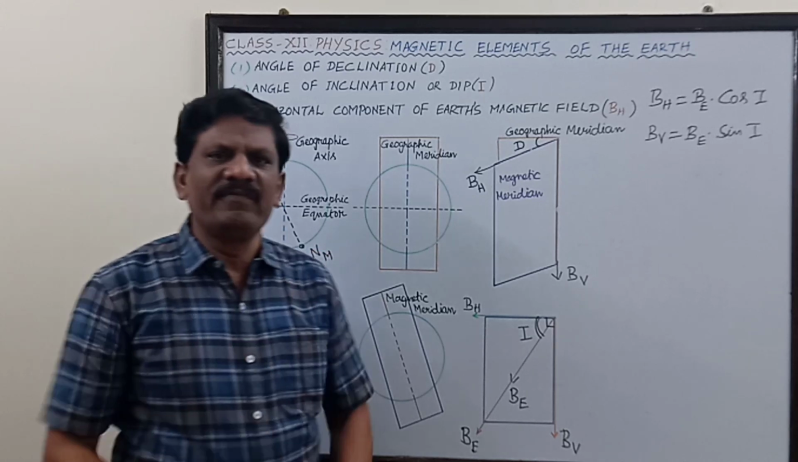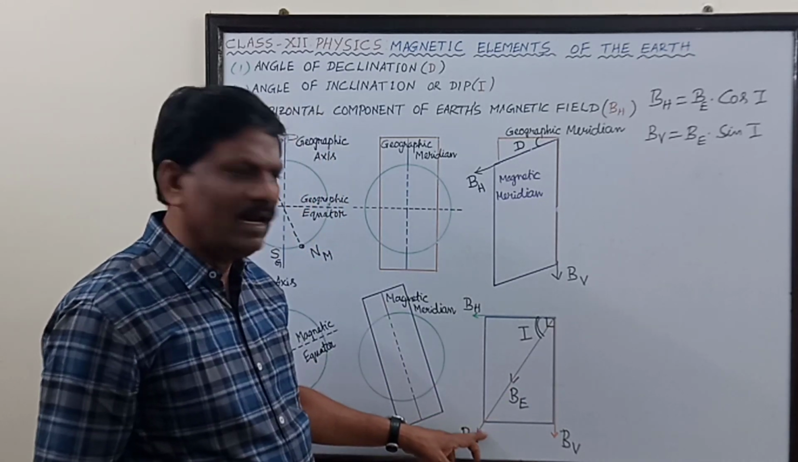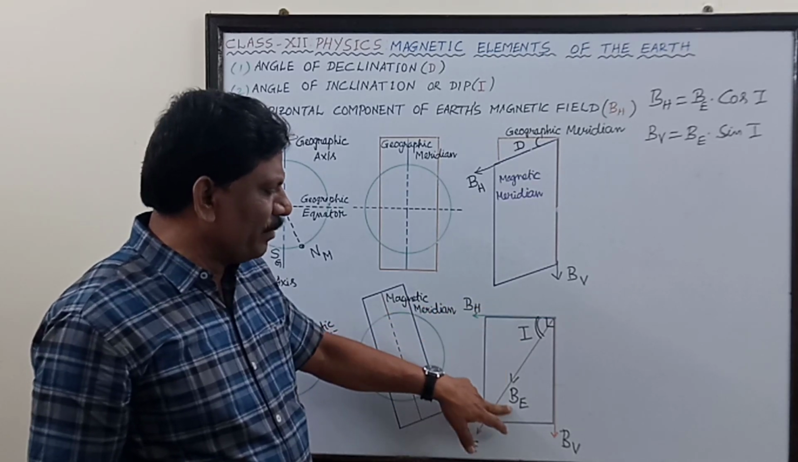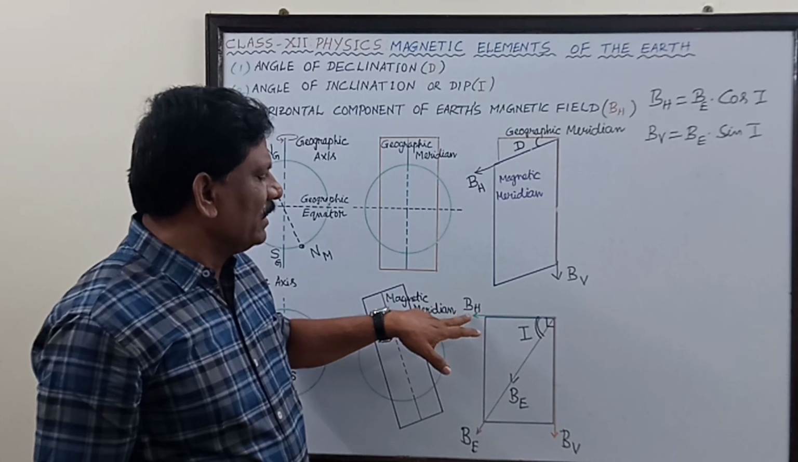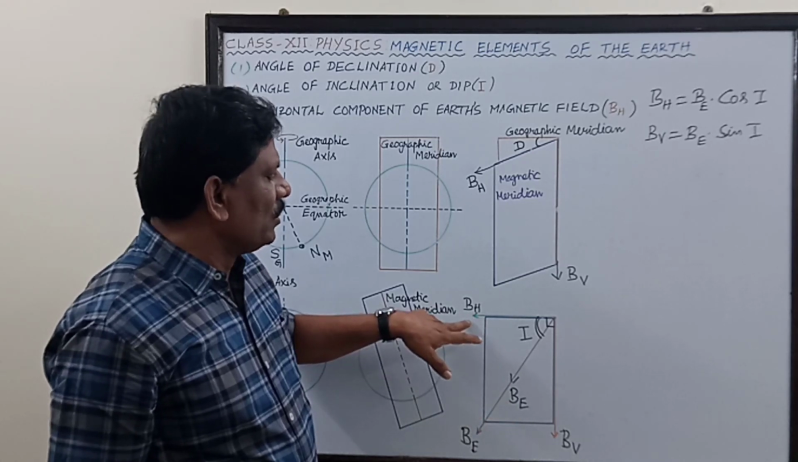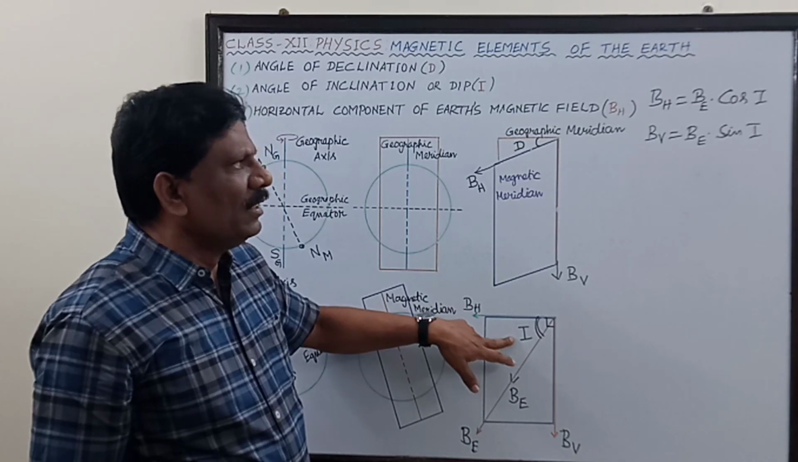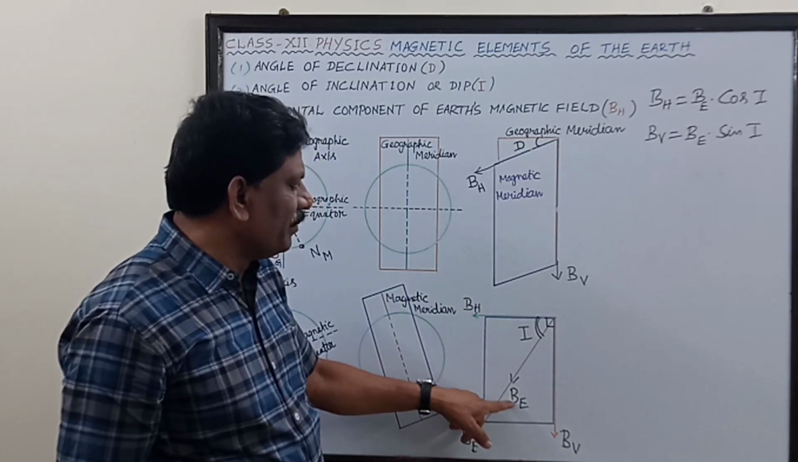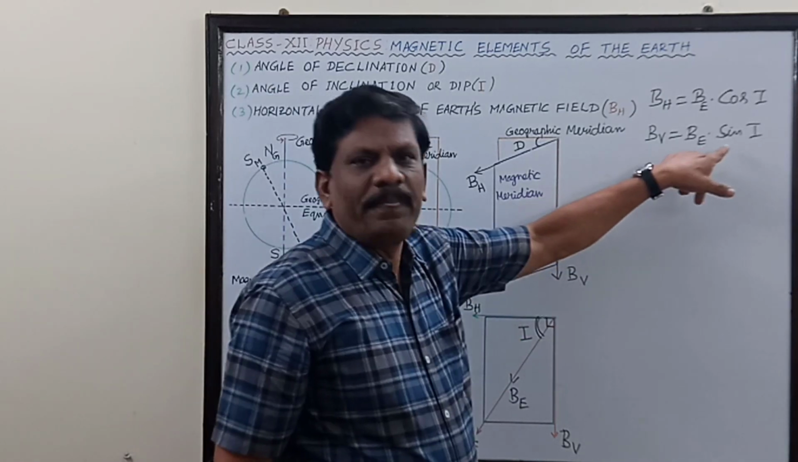So we have resolved the vector into two components, is it not? So BE is acting along the diagonal. It makes an angle I with the horizontal direction. So the x component or the horizontal component of BE, this is equal to BH. BH must be equal to what? This BE into cos of I. Similarly, the vertical component must be equal to what? BE into sine of angle I.